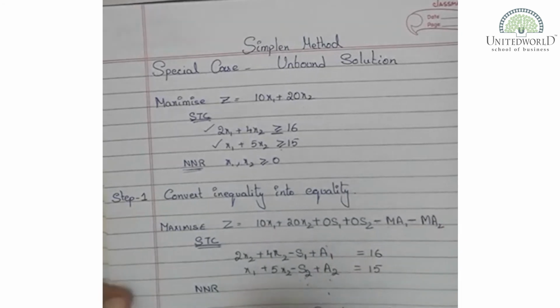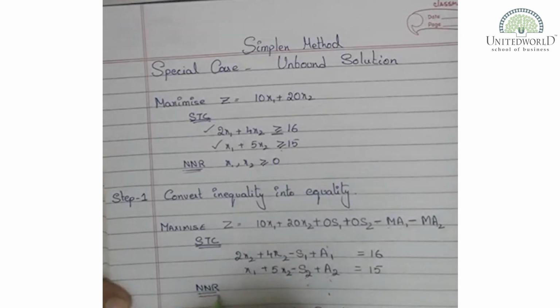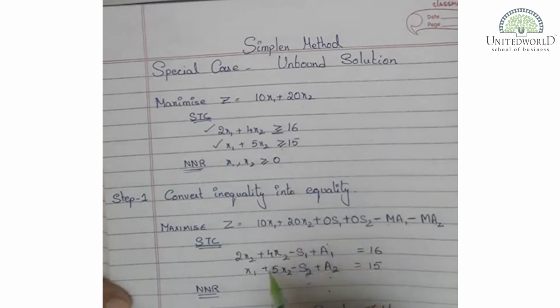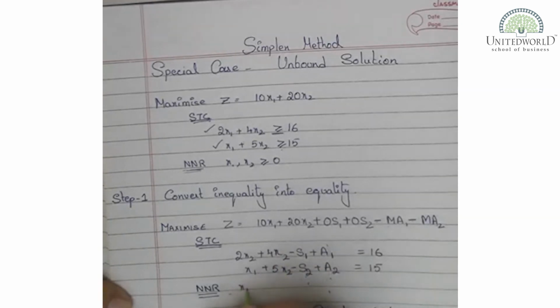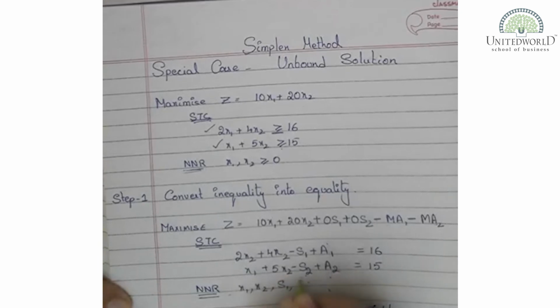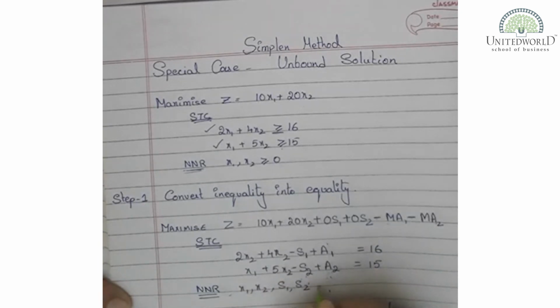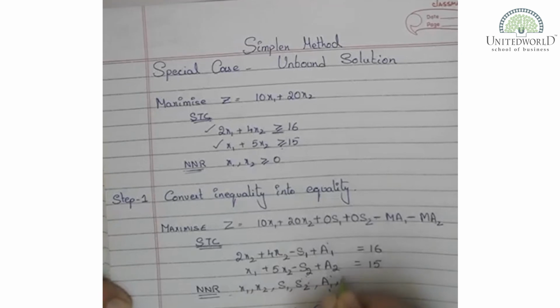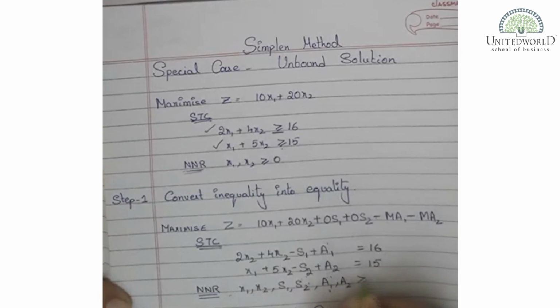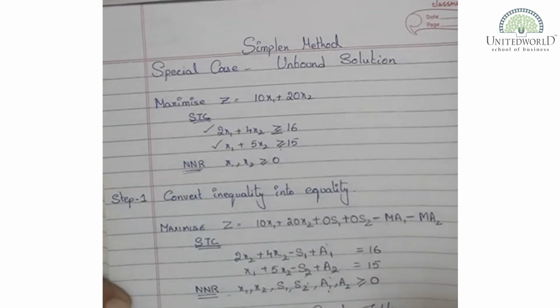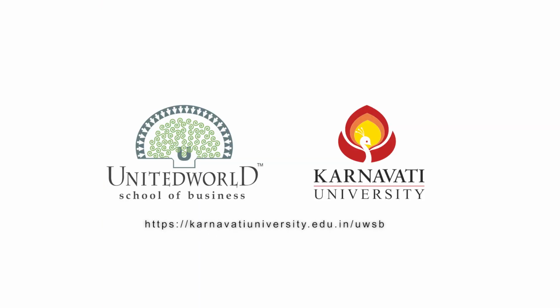Now, once this is done, we will go for the non-negative restrictions. Whatever variables we have introduced, we will apply the non-negative restrictions on them, which state that these variables cannot take up negative values. So, we will write down x1, x2 are decision variables, s1 and s2 are surplus variables, and a1 and a2 are artificial variables. All are greater than or equal to 0, which means that these variables cannot attain a negative value.